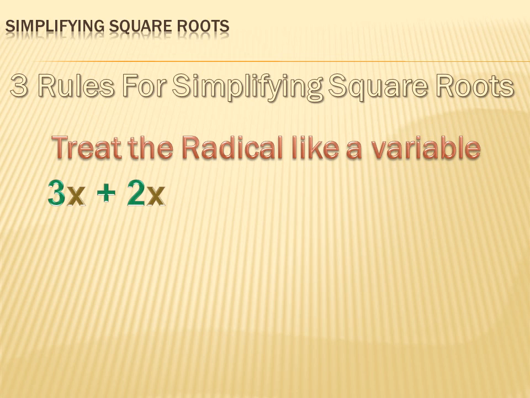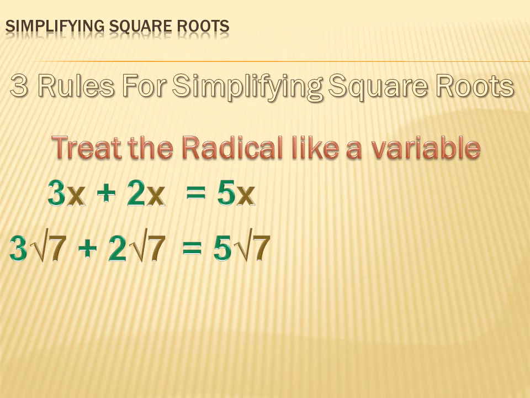First rule, treat the radical like a variable. If I had an expression 3x plus 2x, I know what to do. I add my coefficients, my 3 plus my 2, and retain my x, and I get 5x. Well, if I had an expression 3 times the square root of 7 plus 2 times the square root of 7, I could deal with it as if the square root of 7 were a variable like x. And then 3 times the square root of 7 plus 2 times the square root of 7 would equal 5 times the square root of 7.